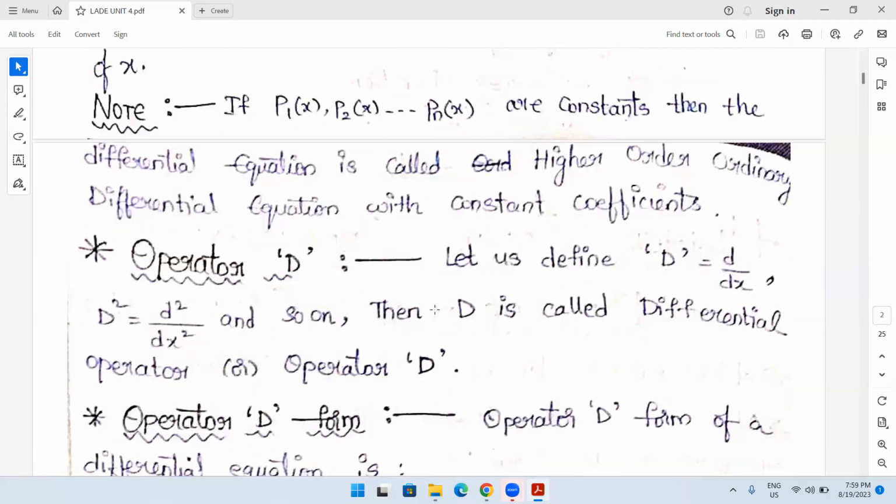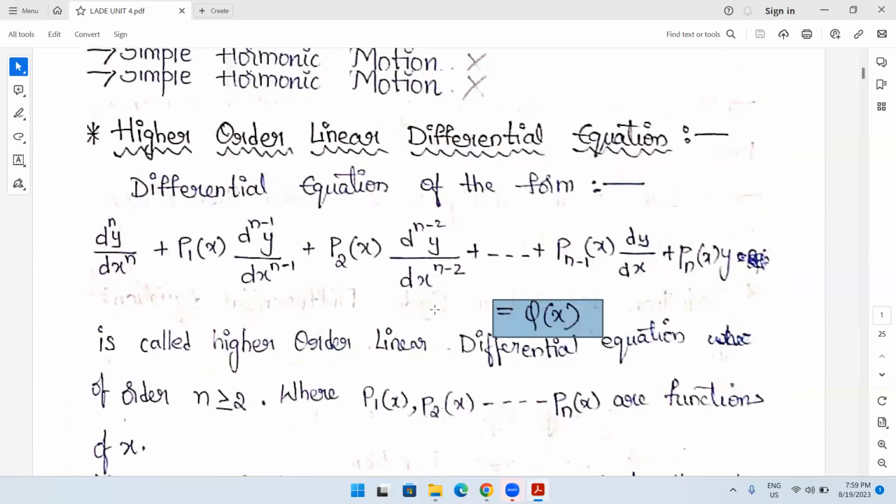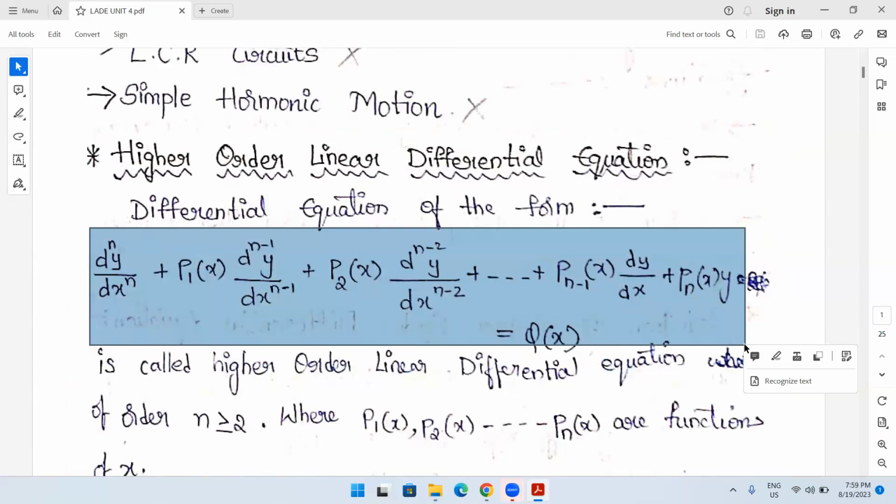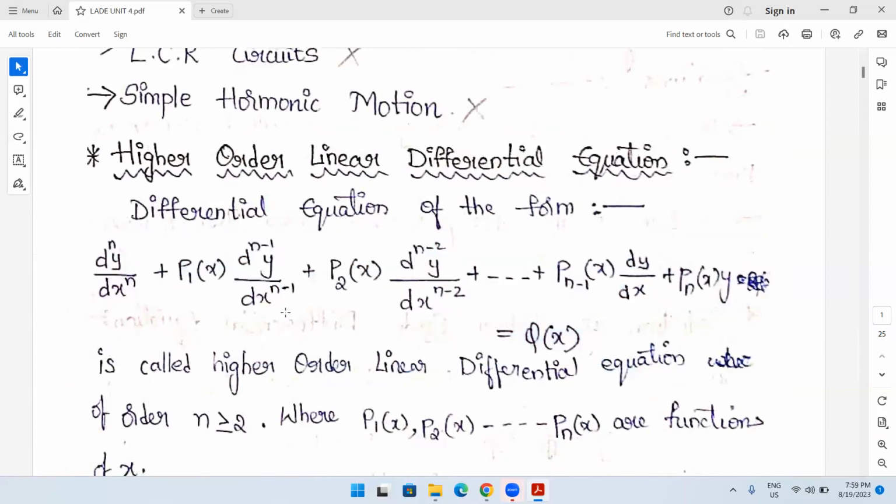Now let us learn how to solve higher order linear differential equations. For the first two topics we shall consider p1, p2, and so on up to pn as constants, where q of x is a function of x. The right hand side is as usual a function of x, but the coefficients are constants.